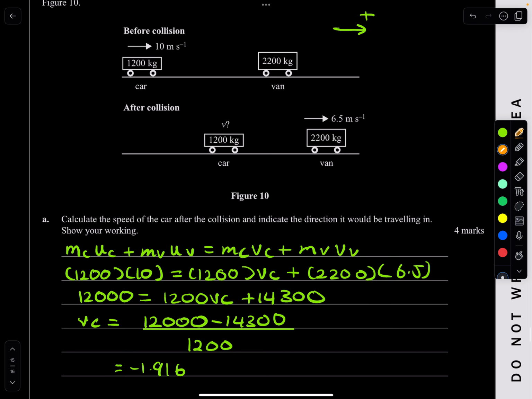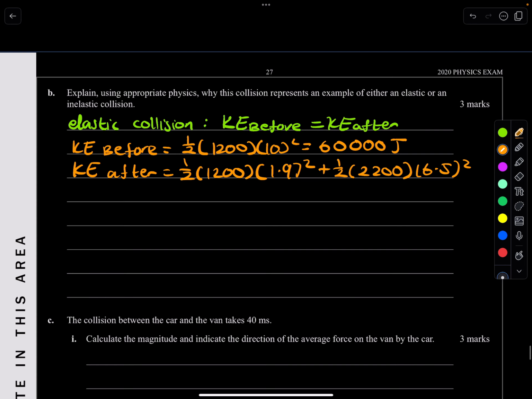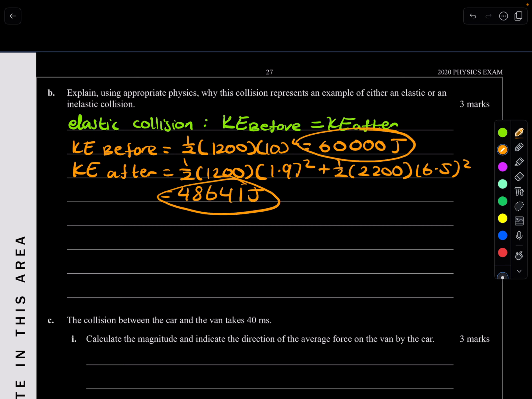So, what was the final velocity? It was 6.5 squared. You don't worry about the negative, because when you square them, it will just make them positive anyway. 0.5 times 200 times 1.9 squared, plus 0.5 times 2,200 times 6.5 squared. So that gives me 48641 joules. These two are not equal to each other.